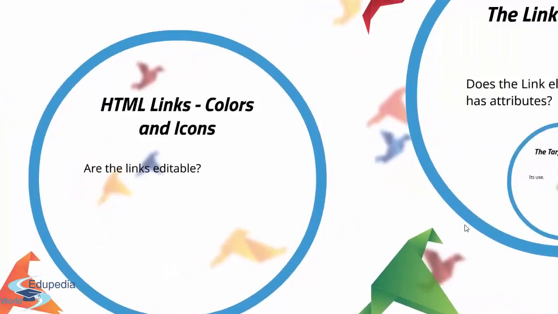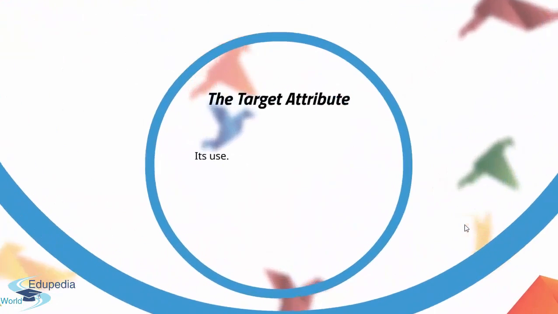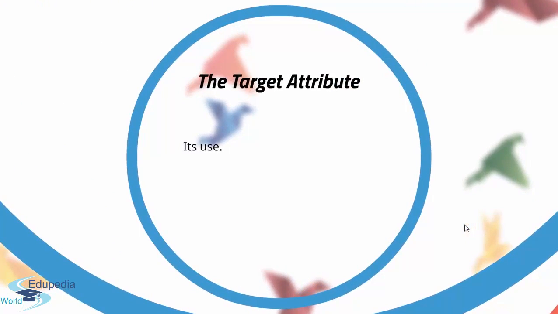So let's go to the next section, the link attributes. As I said before, the HTML link has multiple attributes, like for example the href and the target attribute. The target attribute specifies where to open the linked document. In the following examples, I will show the behavior of every value of the target attribute for the HTML link element. So let's jump to it.